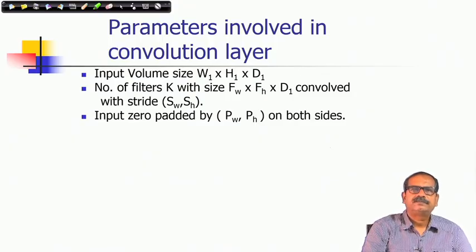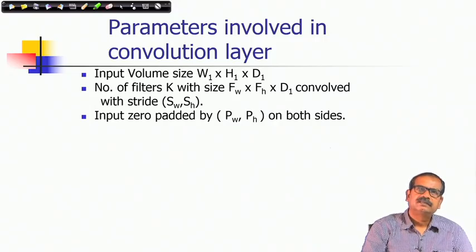And consider there are k number of filters. In the previous example, this value of k was 6, we considered 6 filters, and the size of the filter is Fw cross Fh cross D1. So, in the previous example, we have taken 5 cross 5 cross 3 filters, which means Fw was 5, Fh was 5 and D1 is kept 3.